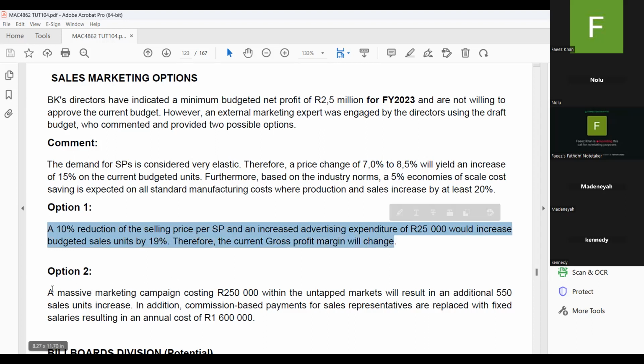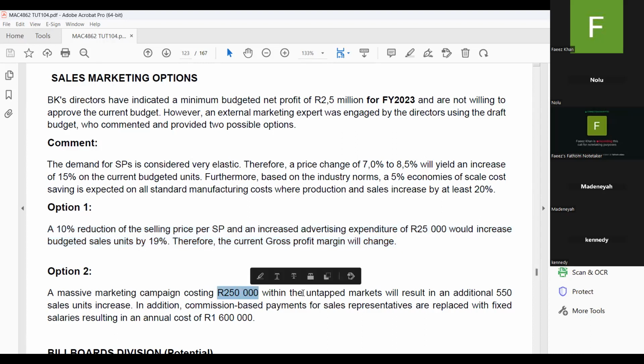Okay, option number 2, a massive marketing campaign of 250,000 Rand within the untapped market will result in an additional 550 units increase. In addition, commission-based payments for sales representatives are replaced with salaries, resulting in an annual cost of 1.6 million Rand.